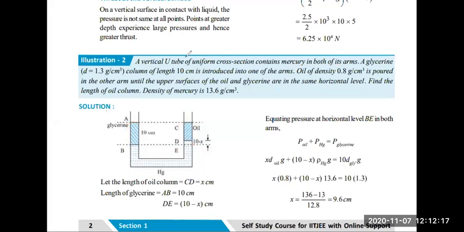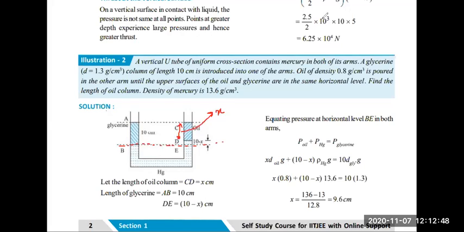Now think about it. Don't you think that this is the same as the previous problem, where we will equate the pressure? Yes or no? Now let's take this level, and suppose that this is given as 10. Suppose the length of the oil is X. That's what we have to consider. Length of the oil is X.